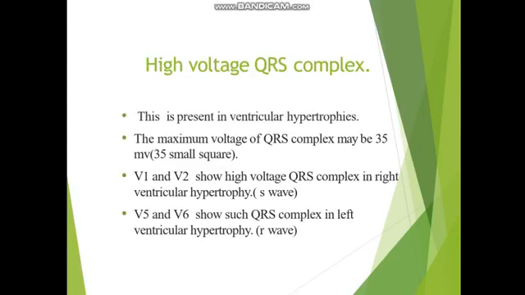High voltage complex, on the contrary, is present in ventricular hypertrophies. The maximum voltage of the QRS complex may be 35 millivolt or 35 small squares, upright, perpendicular. V1 and V2 show high voltage QRS complex in right ventricular hypertrophy. S wave in V5 and V6 shows such QRS complex in left ventricular hypertrophy.